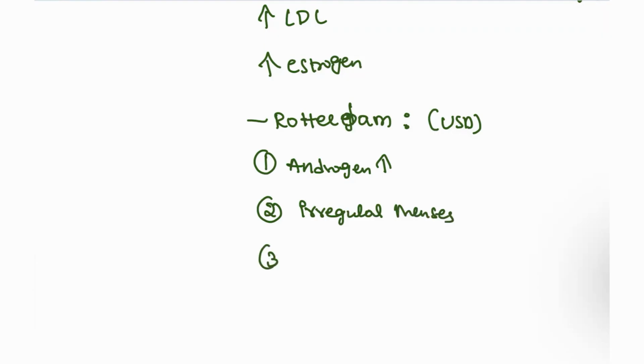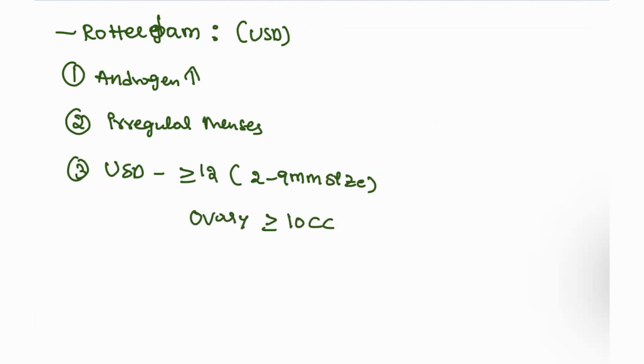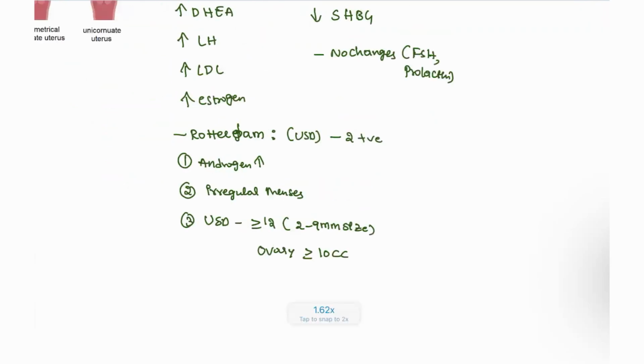Next, on the ultrasound, you are going to see the follicles. What follicles are you going to see? More than or equal to 12, all of 2 to 9 mm size. So this pattern will be seen. And the ovary volume will be more than 10 cc on the ultrasound. So this is known as the Rotterdam criteria, and in this, at least 2 should be positive. Then we can consider this as a PCOD condition. Next, acanthosis nigricans is also seen in this condition.